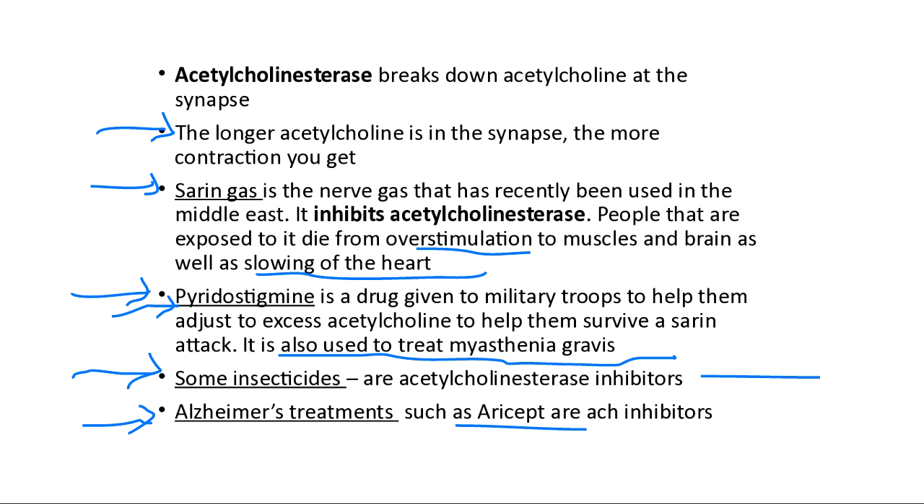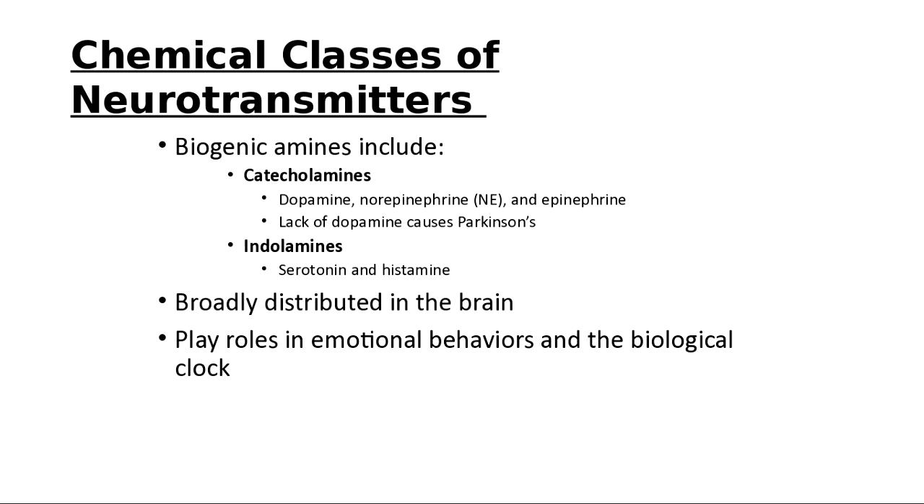Just like if you take aspirin, it's not going to cure a brain tumor, but it will help you with a headache. Okay, classes of neurotransmitters. First, we have biogenic amines, catecholamines. Dopamine, norepinephrine, and epinephrine are in these categories. Epinephrine and norepinephrine, we'll talk about in our cardiovascular system.